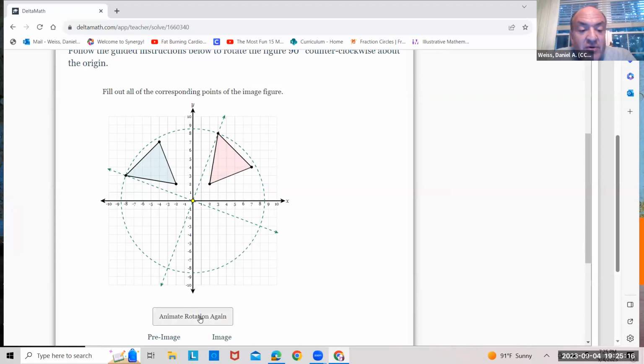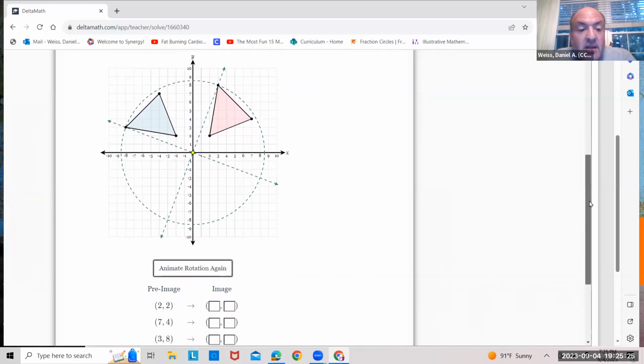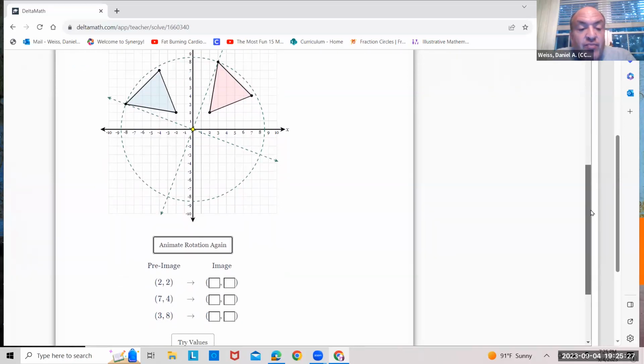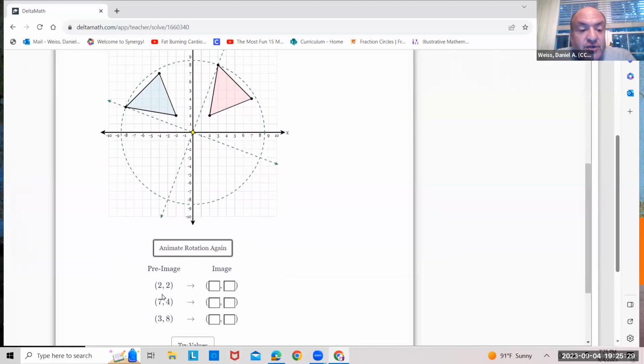It says animate rotation again. Here we go. Okay, let's do that. Boom. All right. Now, the pre-image 2, 2. That's this point right here, 2, 2. So 2, 2 is right here. It went from here to here. What's this new point here? This new point is negative 2, 2.